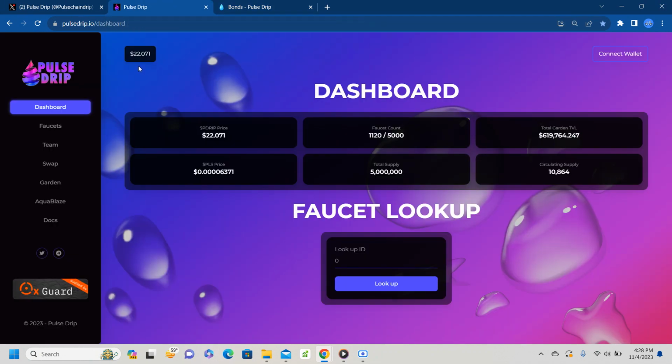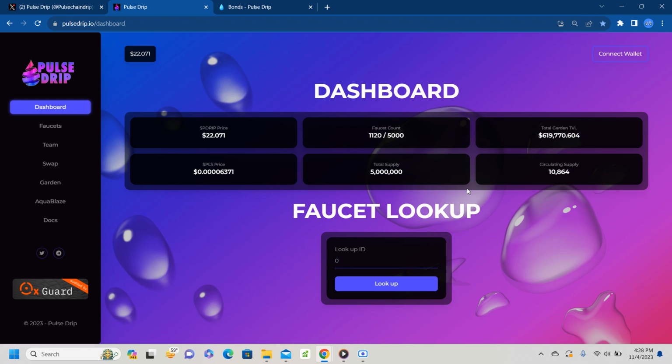And if we're looking at PulseDRIP, I mean, boom, we're up to like $22. A couple of hours ago, it was $20. And because of this news, we've essentially mooned up to $22.07, and we're now up to 1,120 faucets, right? Circulating supply has dwindled down to 10,864, right?